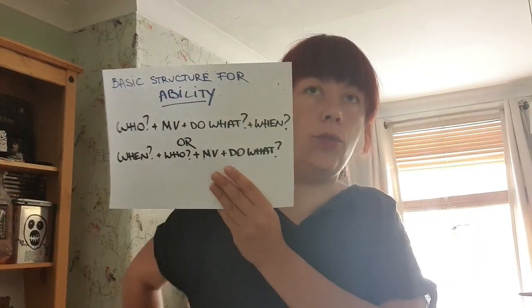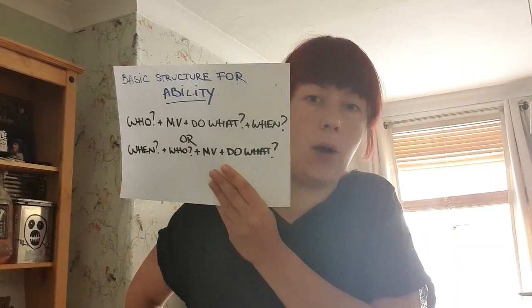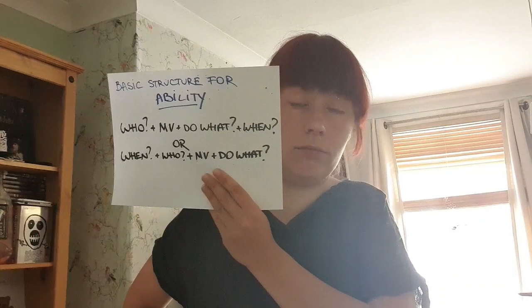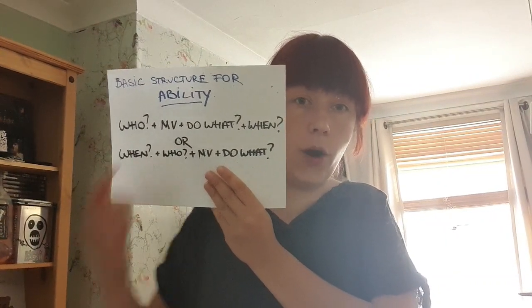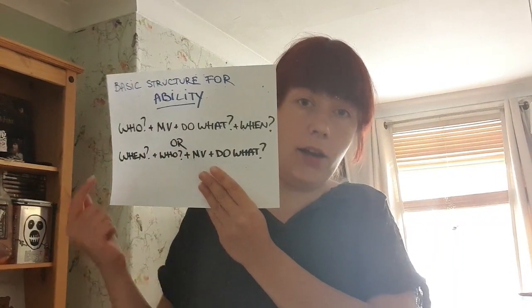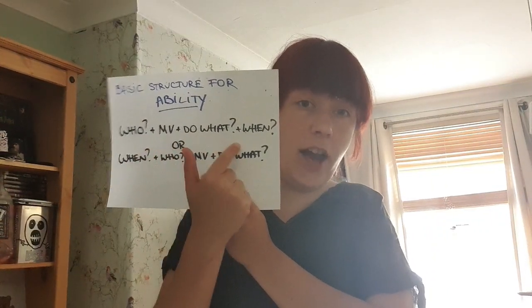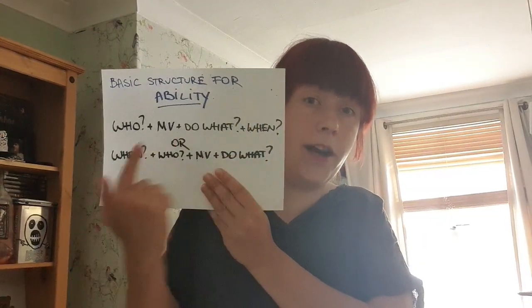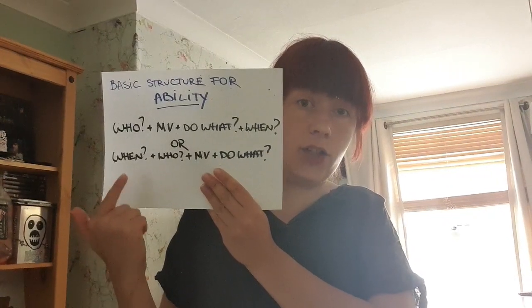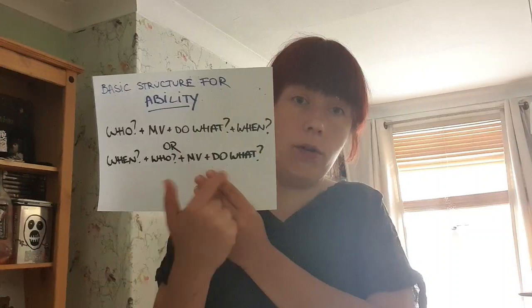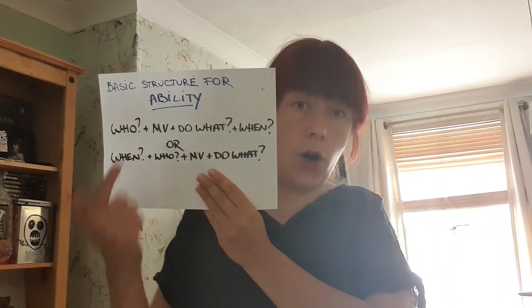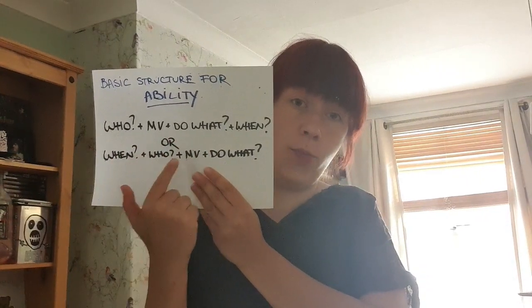So if you said I couldn't run a marathon, people would be like, "What? When are you talking about?" When I was 20, or last year. So who, modal verb, do what, when. She wasn't able to speak 5 languages last year. Or the second option is you can take the when and just put it in front. That's fine too. You can say last year she wasn't able to run a marathon or speak 5 languages. So you've got who, modal verb, do what, when, or when, who, modal verb, do what. Right. So that's the basic structure for talking about ability in the past.